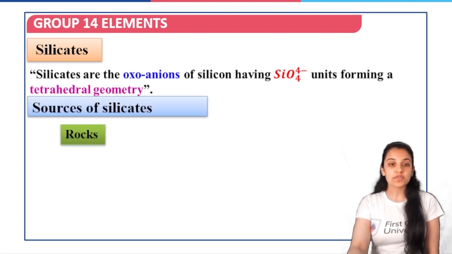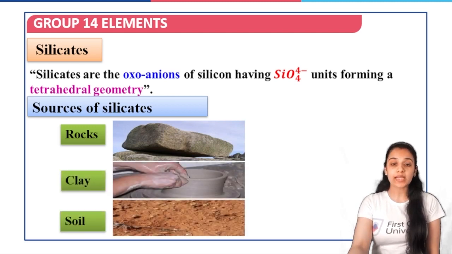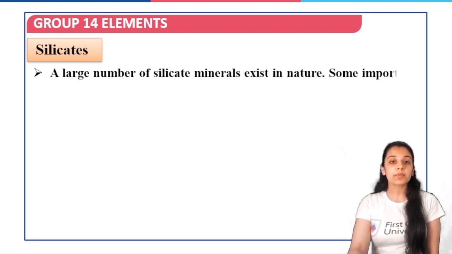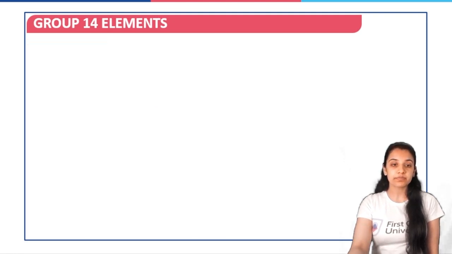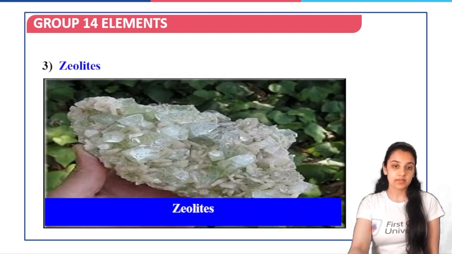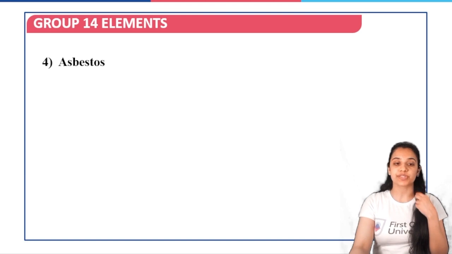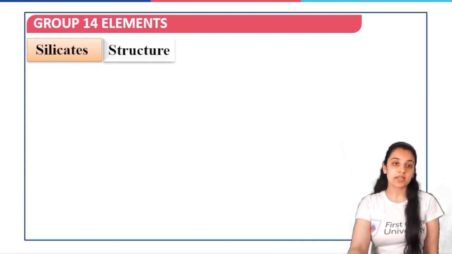Now, what are the sources of silicates? We have rocks, clay, and soil. All these are important sources of silicates. A large number of silicate minerals also exist in nature. Some important minerals are feldspar, mica, and zeolites. Zeolites are very, very important and we're going to discuss them. Asbestos is also an important silicate mineral.